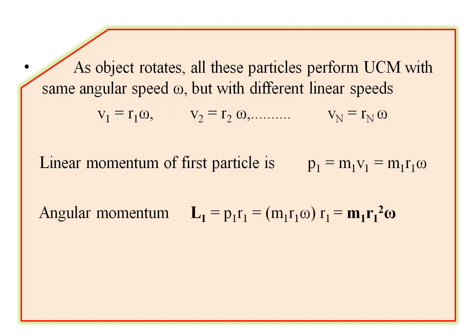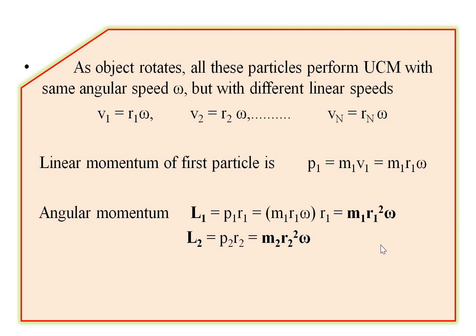From this, we calculate the angular momentum of the first particle. The angular momentum relation is L is equal to P into R. So for the first particle, L1 is equal to P1 into R1. Putting the value of P1, that is m1 r1 omega, in this relation, we get the new expression L1 is equal to m1 r1 square into omega.